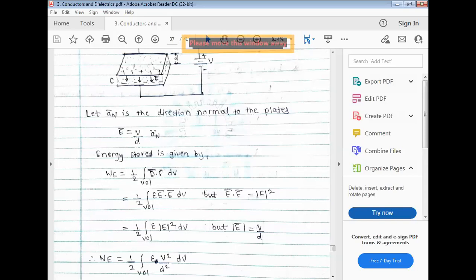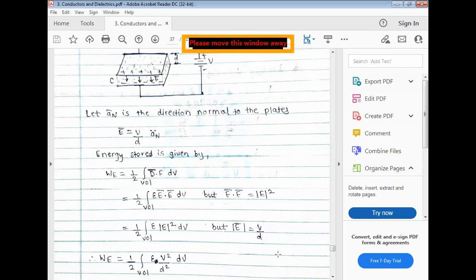Now we write D bar in terms of E bar. We know the relation between D bar and E bar: D bar is equal to epsilon E bar. So instead of D bar, we write epsilon E bar. So it is 1 divided by 2 volume integral of epsilon E bar dot E bar into dv. Now E bar dot E bar is equal to mod of E square.